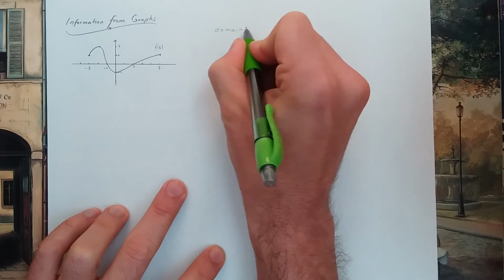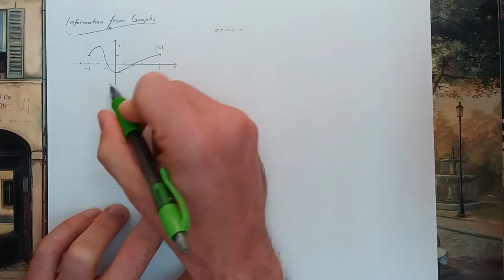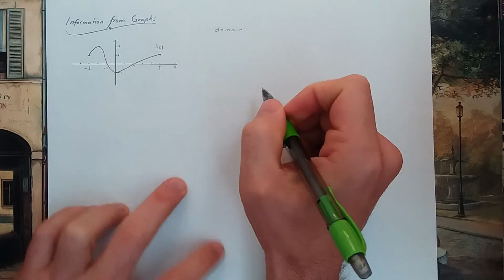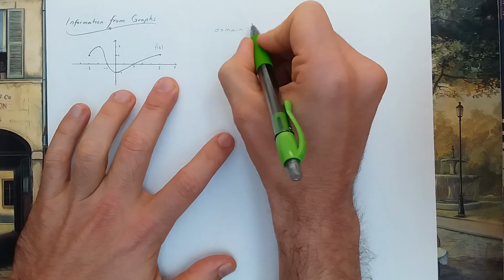I can tell you the domain of the function. Those are the x values that you're allowed to plug into the function to get out an f of x value. So the domain is the interval from -3 to 5 in this picture.